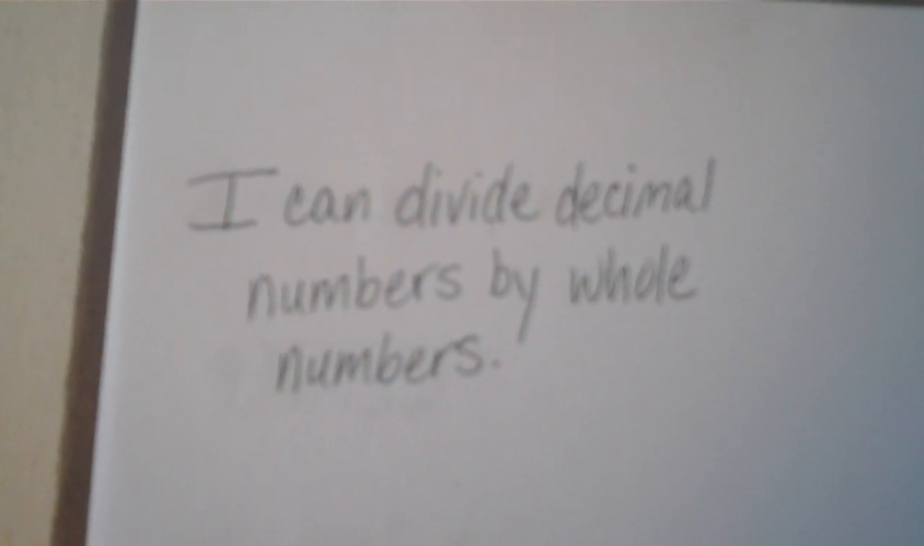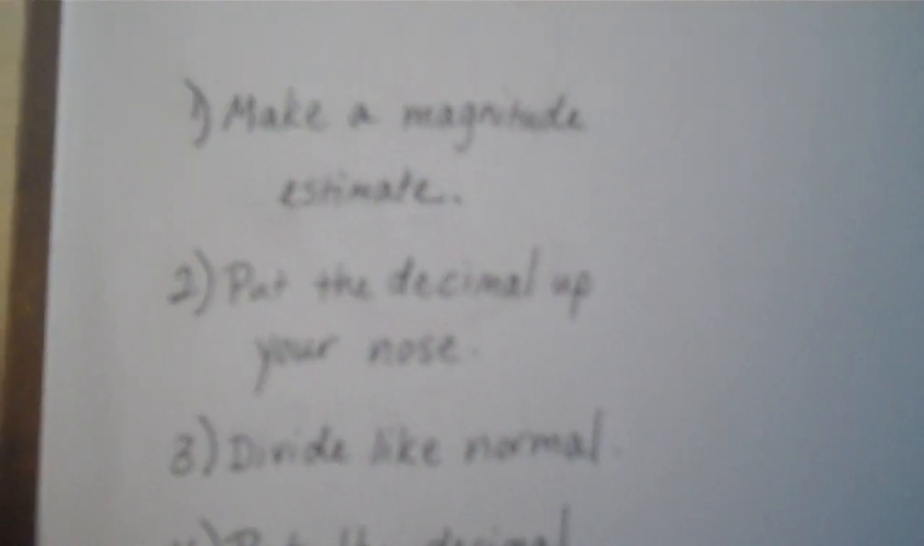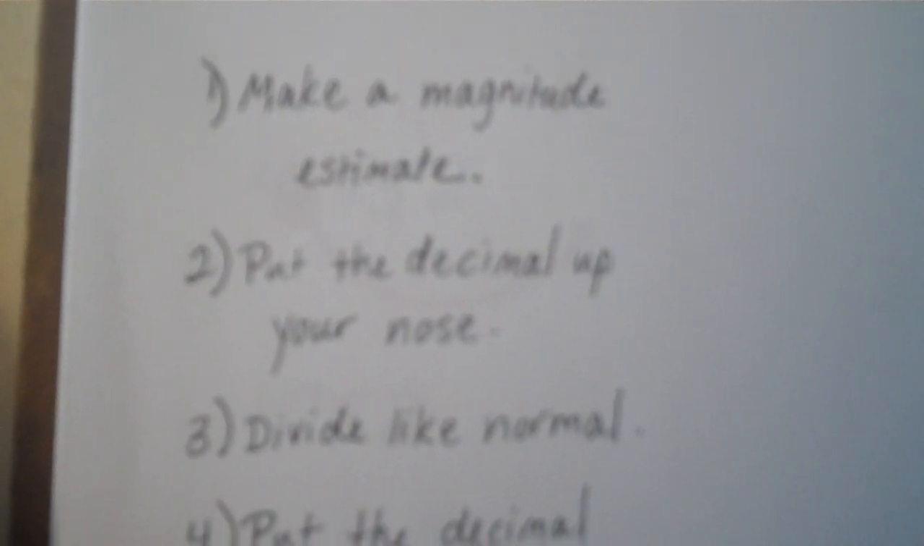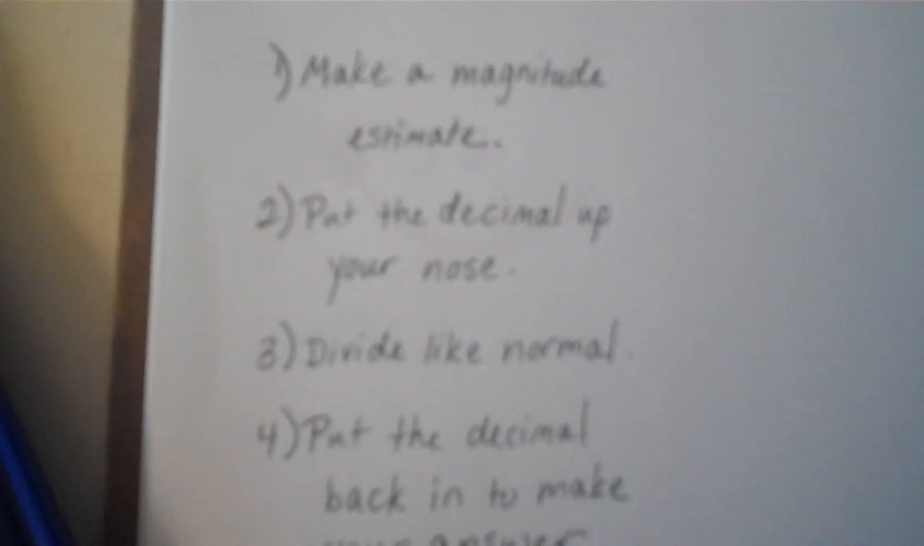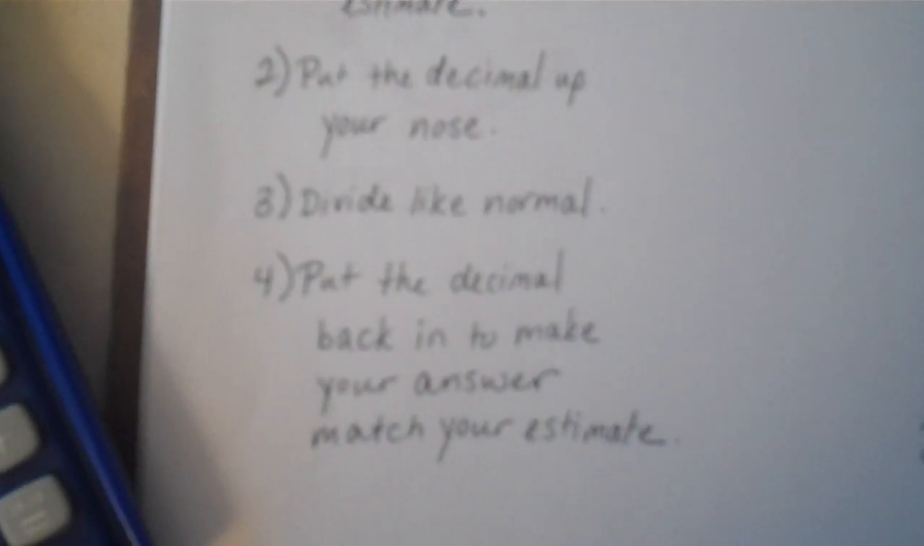I can divide decimal numbers by whole numbers. Like this, 63 and 6/10 divided by 3. There's some steps to this. First, make a magnitude estimate. Second, put the decimal up your nose. Third, divide like normal. And fourth, put the decimal back in to make your answer match your estimate.